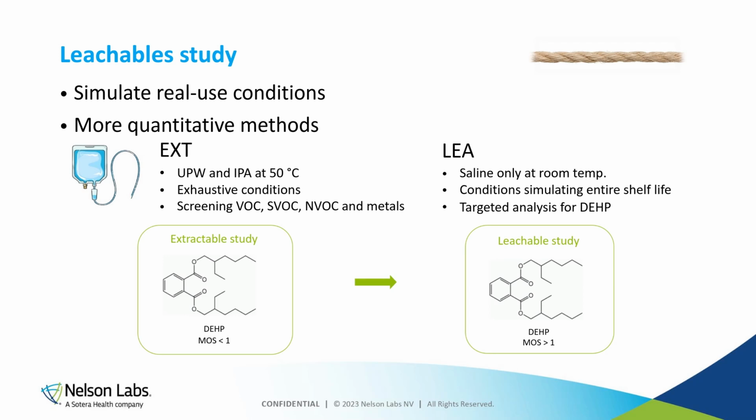Now, with this, I can maybe finish with an example. So here you can see an example of an infusion bag with tubing, where we did an extractable study using water and 100% isopropanol at 50 degrees Celsius using exhaustive conditions. Now we did a complete chemical characterization study. So a screening for volatiles, semi-volatiles, non-volatiles, and metal. And as you can see here below, one plasticizer, the DEHP, probably coming from a PVC component of the device, was detected above the toxicological acceptable level, with a margin of safety below 1.